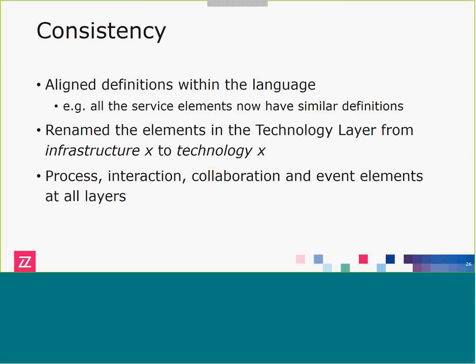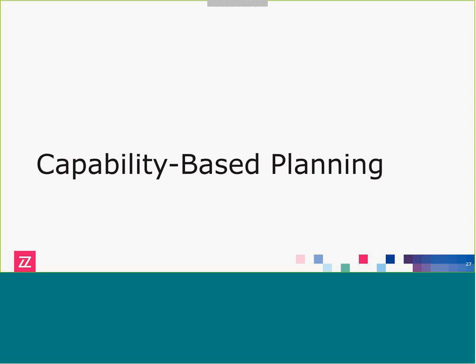We have some updates to increase consistency of language, so it's more regular. We align the definitions within the language across the different layers. In the technology layer, things were called infrastructure something. That was quite inconsistent because the layer was called technology, so we renamed them technology something. And we also have consistency across the layers in the behavioral concepts, for example, with process, interaction and event at all layers next to function that we already had. We have operation, etc. So it's a more regular language in that way. For the highlights of the language, I will now move into more examples and show you how this works in practice.